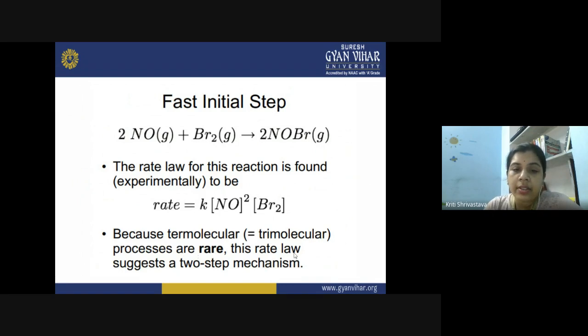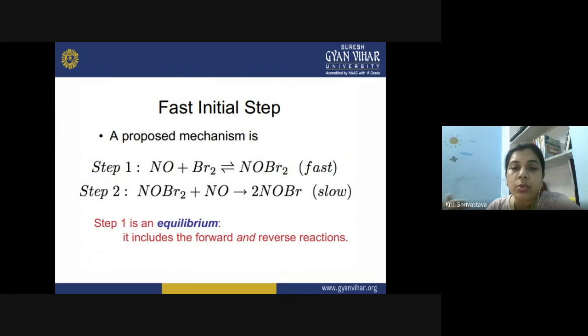However, this rate law actually suggests a two-step mechanism, because it is not possible that two NO and one bromine are colliding together at the same time. Termolecular reactions are extremely rare, so you can consider the reaction as a two-step mechanism. A proposed mechanism: in the first step, one NO combines with Br2 and you get NOBr2. This is a fast step. In the second step, NOBr2 plus NO gives 2 NOBr. So this is a slow step.